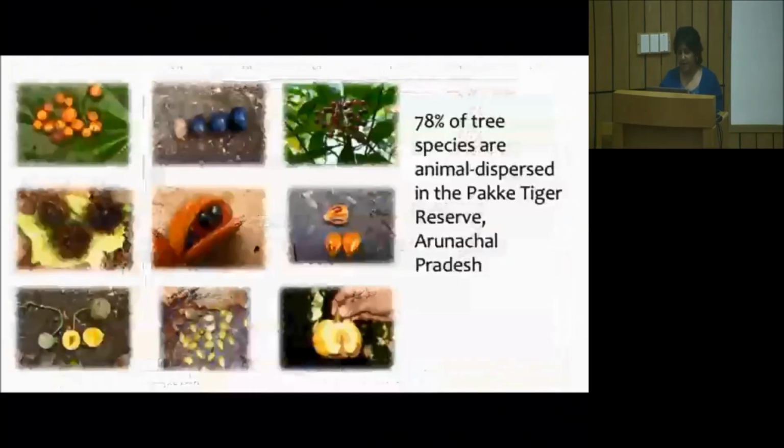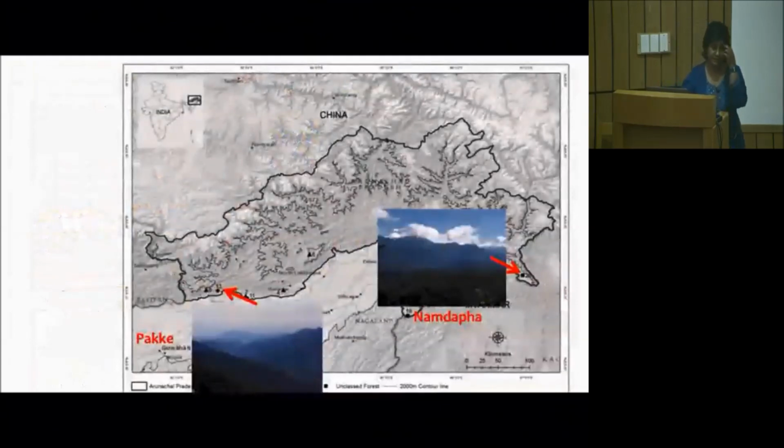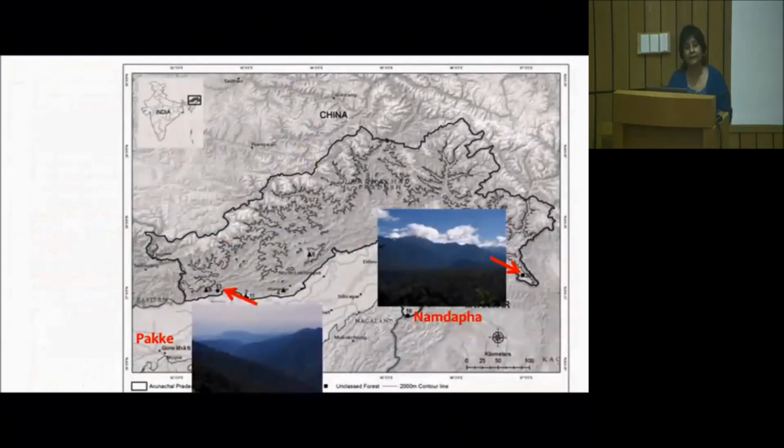So coming to our research in the Eastern Himalaya, our main study sites have been in the Pakke Tiger Reserve, which is in western Arunachal Pradesh, and also in Namdapha National Park or Tiger Reserve, which is in eastern Arunachal. We first began work in Pakke in '95, and we began some of our work on hornbill seed dispersal from '97 onwards, and we've been continuing to try to put together a full picture of the role of hornbills.